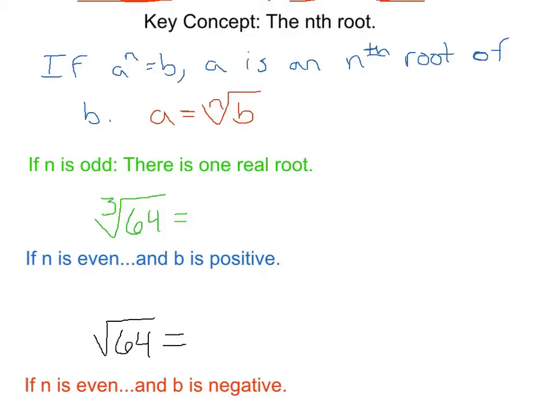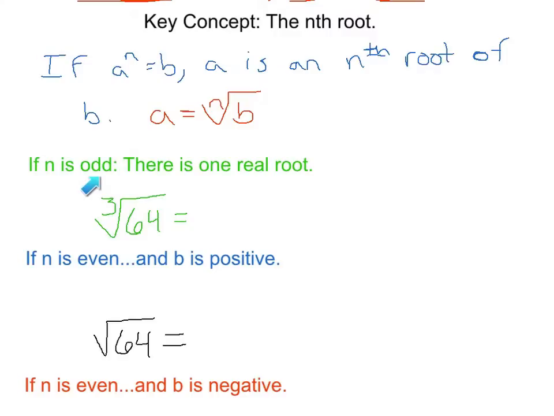And using that concept, we can come up with a rule. So if a to the power of n is equal to b, we know that a is an nth root of b. So we could rewrite this equation as a is equal to the nth root of b.